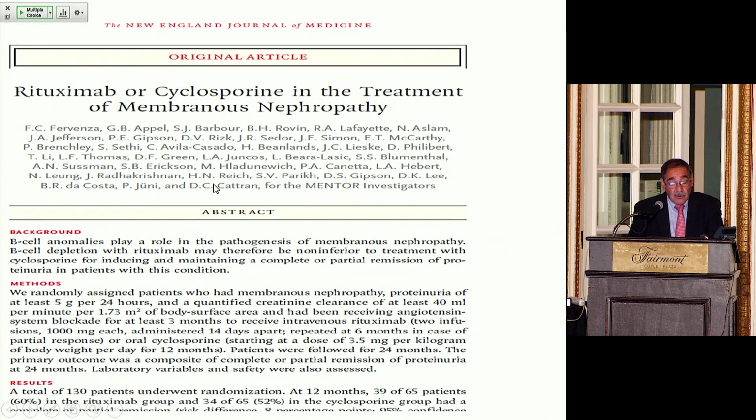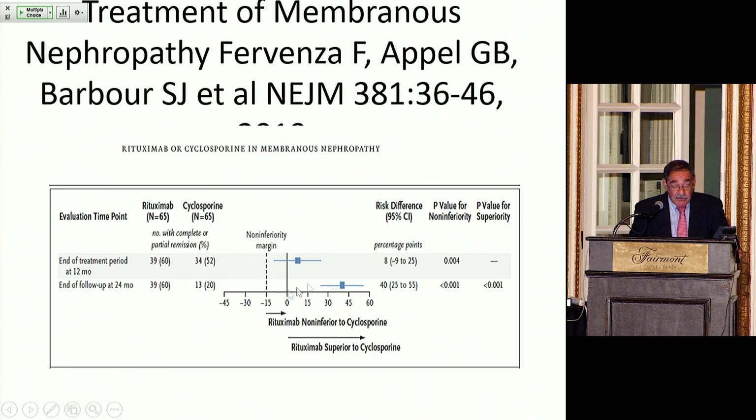So this is the Mentor trial, which came out July 4th in the New England Journal. There are 3 of us from Columbia in here. I got up right next to Fernando, but Pietro Canetta and Jay Radhakrishnan are in here someplace. I want to give them credit. If you look, it's clear that rituximab was not inferior to cyclosporin. At the end of 24 months, it actually was superior.